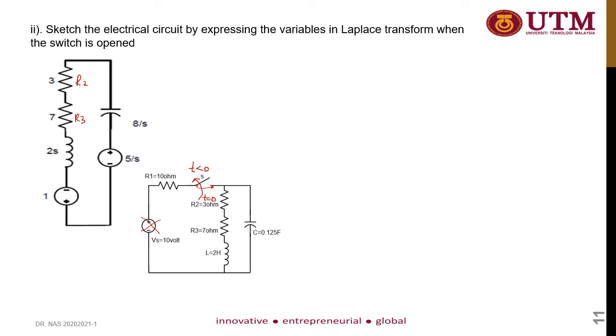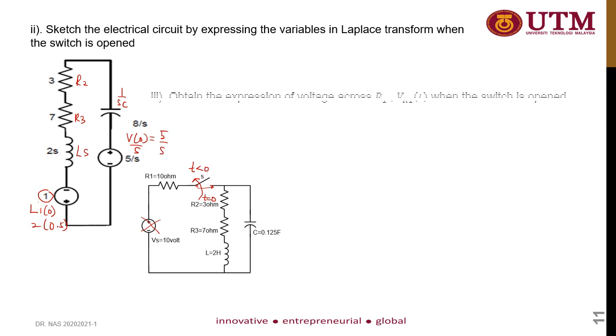So this question asks you to use Laplace transform when the switch is open. So this is LS. Okay, so L is 2, so 2S. So this is L I naught. Your L is 2, and I naught from the earlier question is 0.5. So it's 2 multiplied with 0.5, that's why you get 1. And then here is 1 over SC. And this one is V naught over S. So V naught from the earlier calculation is 5 divided by S.